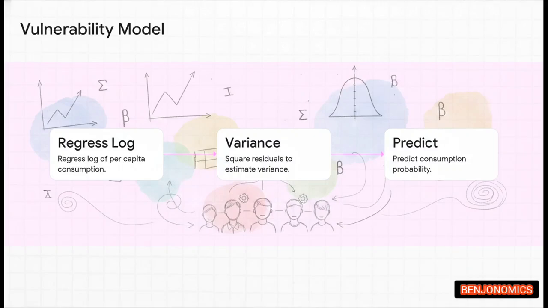Well, economists use cross-sectional data to run a series of regression techniques. First, they regress the log of per capita consumption on independent variables. Then, they square the residuals to estimate idiosyncratic variance. Finally, they predict the expected log consumption and use a normal distribution to calculate the precise probability of falling into poverty. If that sounds super dense, don't worry. In plain English, they are isolating what a family expects to consume and the mathematical variance of that consumption to pinpoint the exact determinants and shocks that make a household vulnerable.